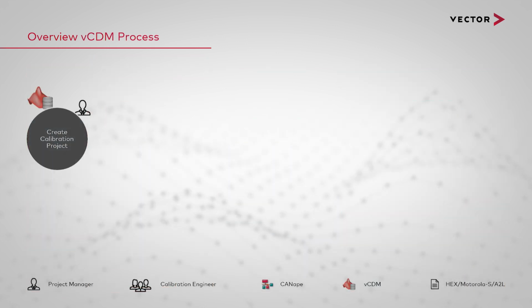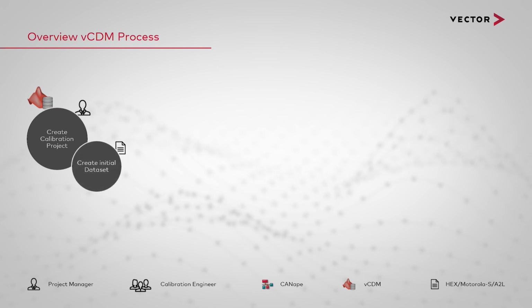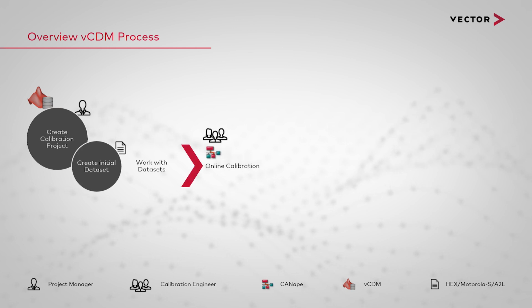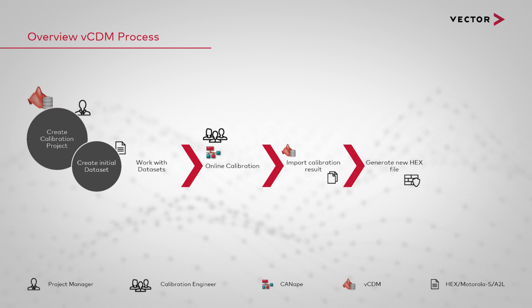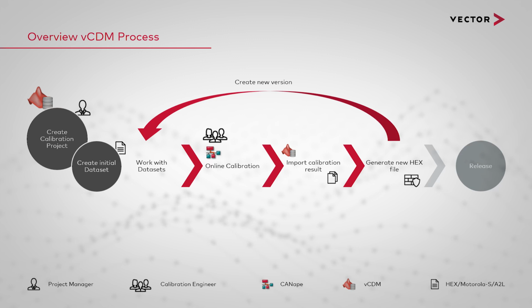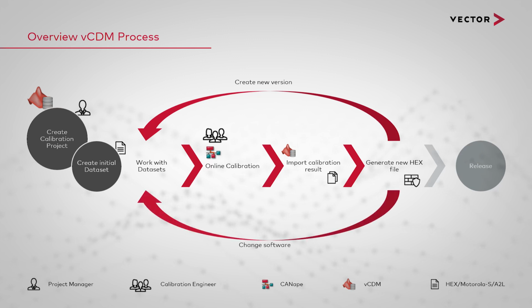Here you can see the process in vCDM. First, you create and configure the project. Afterwards, create your first initial dataset. Then start to calibrate via Canopy or vCDM Studio. Parameter set files are imported directly into vCDM Center or via an interface from either Canopy or vCDM Studio. To generate a new and updated text file, please use the freeze. Afterwards, it is possible to create a new version via Create Revision or update the software with Change Software.